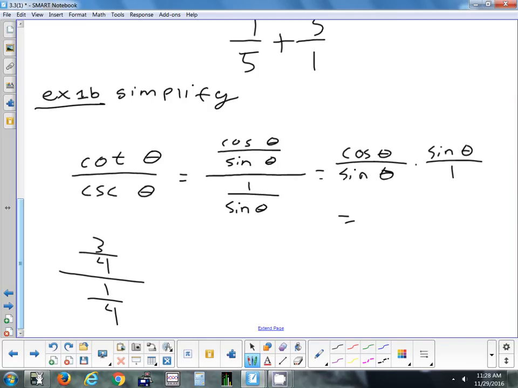And now when I multiply, what's going to happen? The sines cancel. And what am I left with? Cosine. Just cosine. And that's my final answer. Okay? So if you wanted to take the cotangent of an angle and divide by the cosecant of the same angle, it's a lot simpler to just take the cosine and it's the same thing. Okay? So we're taking things that look kind of complicated and trying to make them simplified. Okay. Questions on that one?